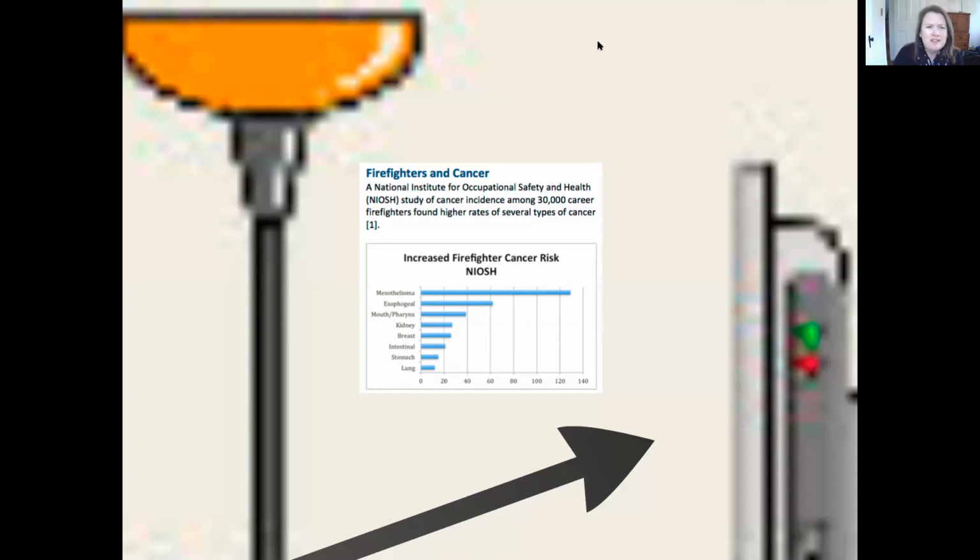Our firefighters and other folks that are frontline workers obviously have a certain higher level of exposure to toxic chemicals. Firefighters in particular have a much higher cancer risk than the rest of us do. So you can see the National Institute for Occupational Safety and Health did a study on firefighter cancer, and you can see various types of cancer on that slide, and the increased risk factors that firefighters have.